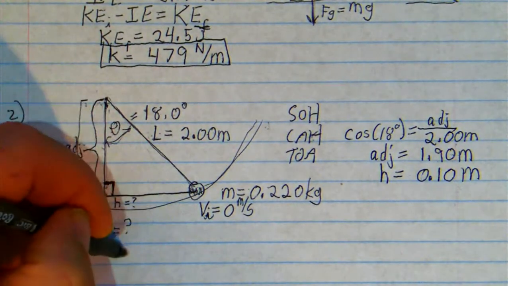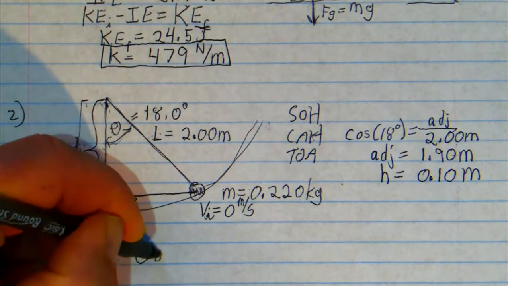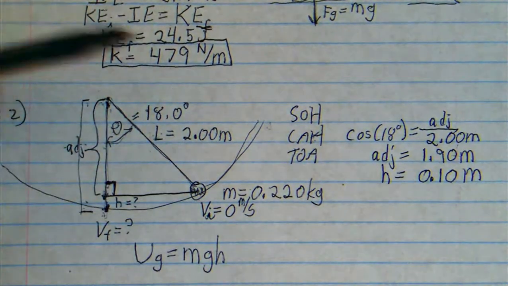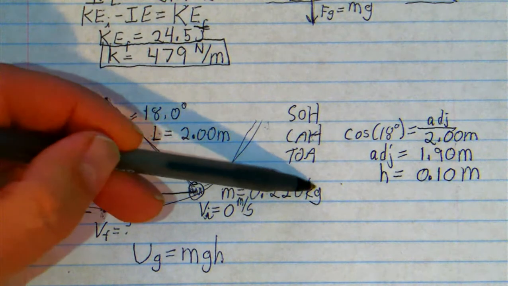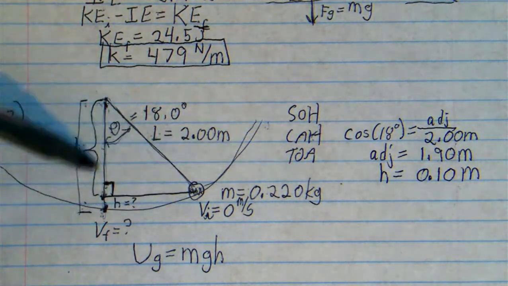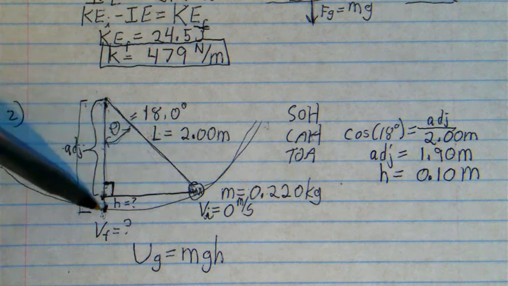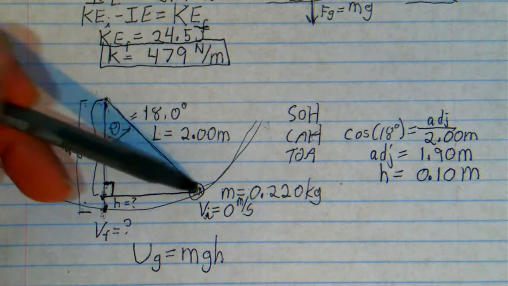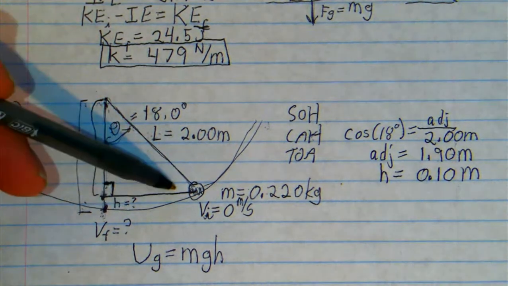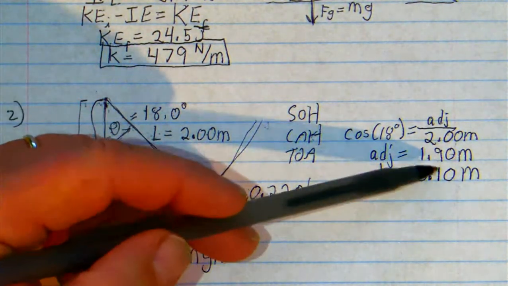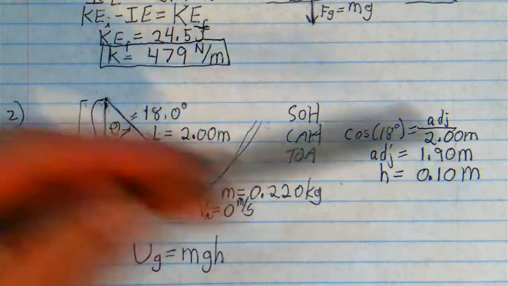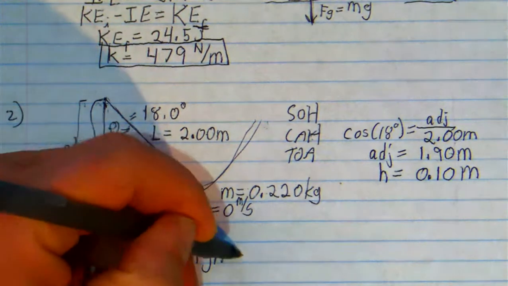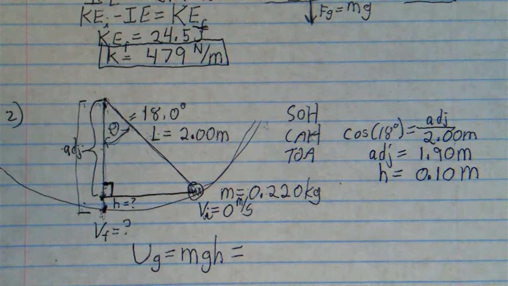Calculate the gravitational potential energy that this object has. It has a mass of 0.220 kilograms. And when it's at an angle of 18 degrees from the vertical, on a 2 meters long string, that means its height is 10 centimeters or 0.10 meters above the lowest point. Calculate, please, what is the gravitational potential energy in this situation?